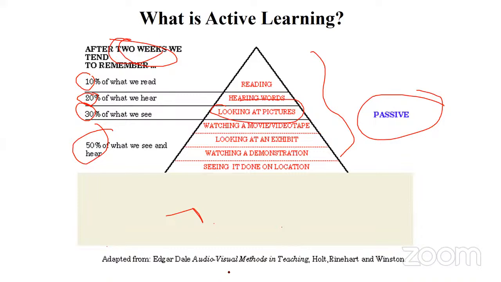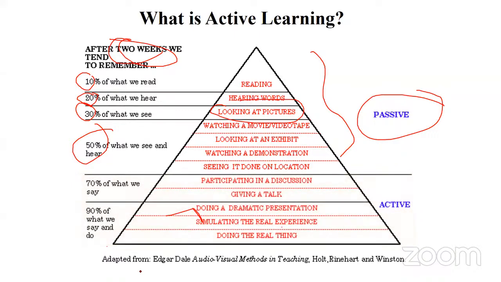In order to overcome it, we must think of the active learning system, where in the active part, what we can do is participation in discussions, giving a talk by the learners. If you add these kinds of things, it's 70% retention. You can go even more than 70% by doing dramatic presentations, simulations, and doing the real thing. You see, it's 90%. That's why skill-based learning, which is a kind of semi-active learning, is more effective compared to the typical passive learning.